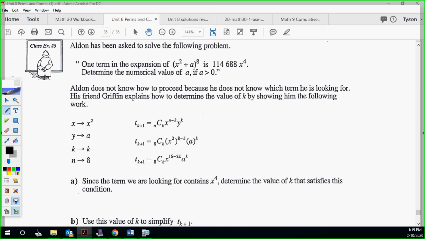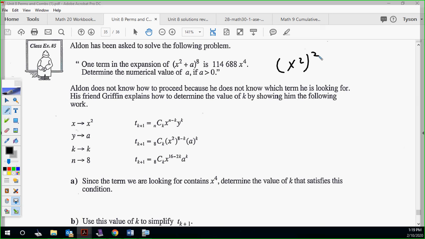So his friend Griffin says, well, x is x squared, y is a, k is k, we don't know k, and then n is 8. So I'll explain a little bit what's happening here, but I'm just going to cut to the chase a little bit. If we have an x to the fourth, how do you get an x to the fourth from an x squared? That means it's the square piece of the first. So if I know I'm going for an x to the fourth, how do I get it from an x squared? By squaring it.